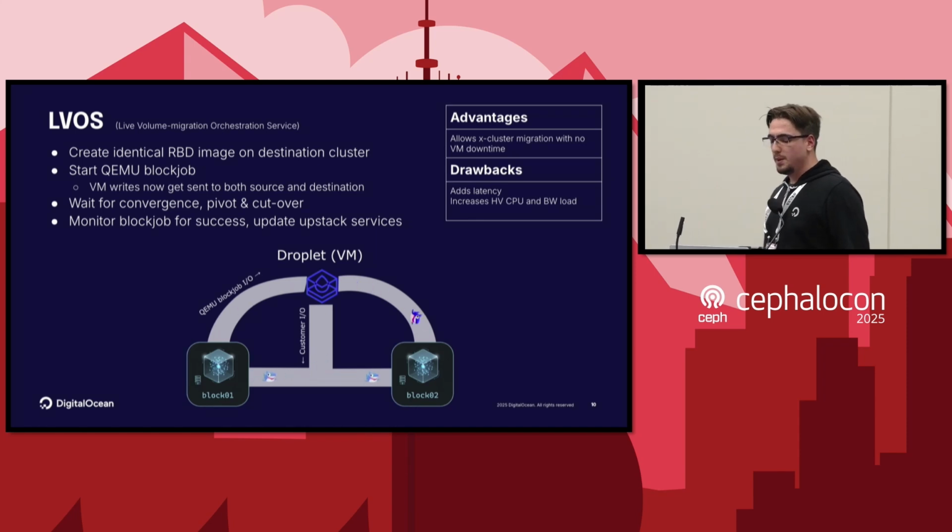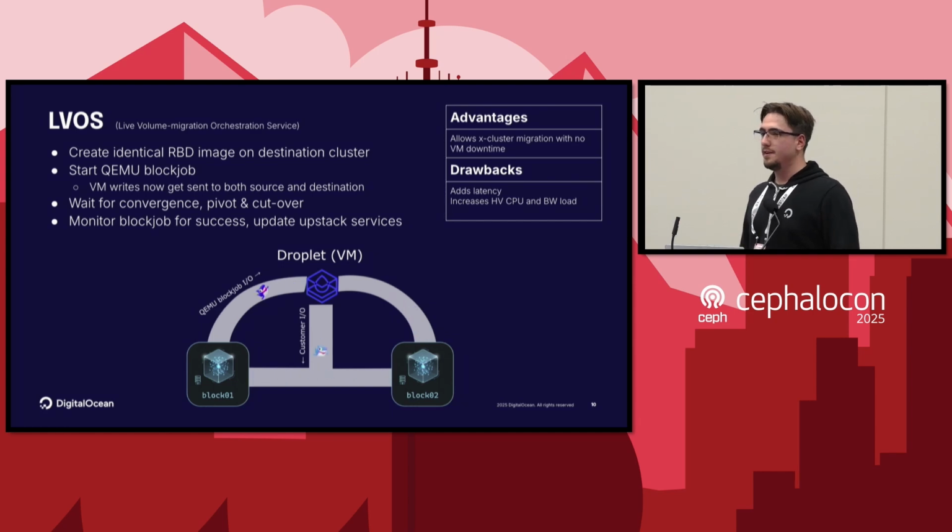This allowed us to build a new live migration solution without having to reinvent the wheel. Essentially what it does is it creates an identical sized RBD image on the destination cluster and sends an API call to libvirt to launch a QEMU block job. This block job then begins copying data over from the source volume to the destination while still allowing the virtual machine's writes to go through.